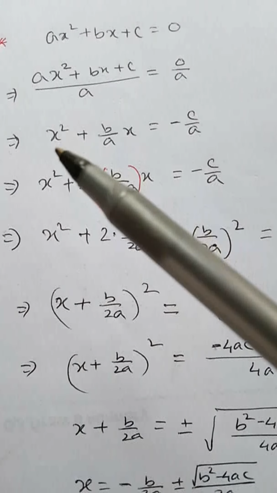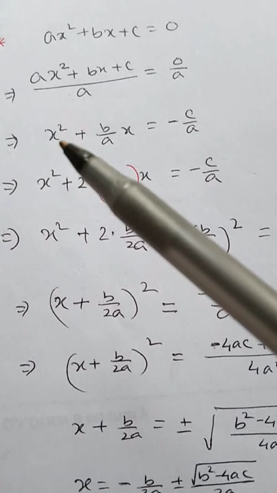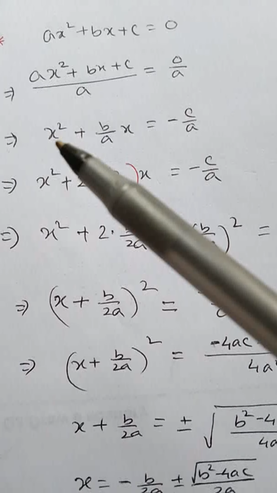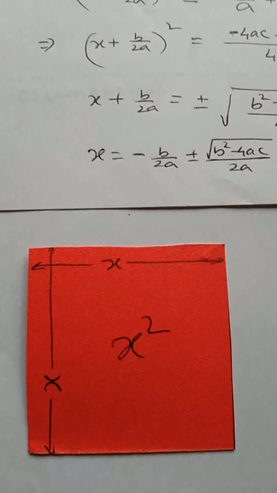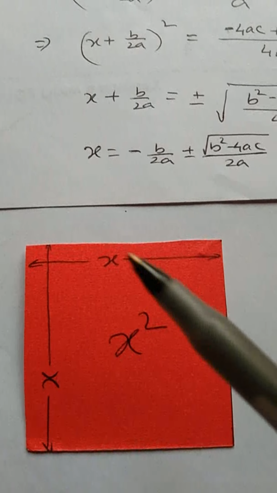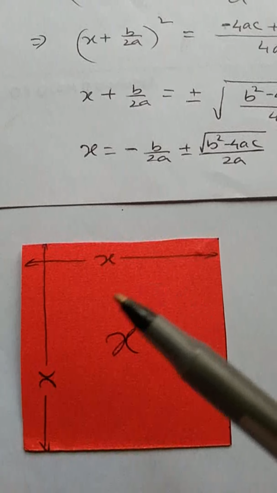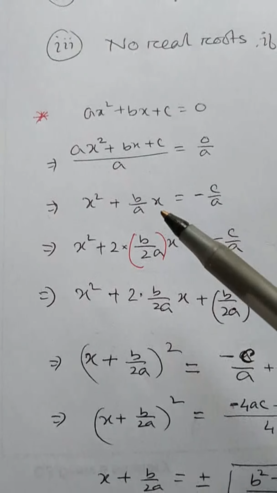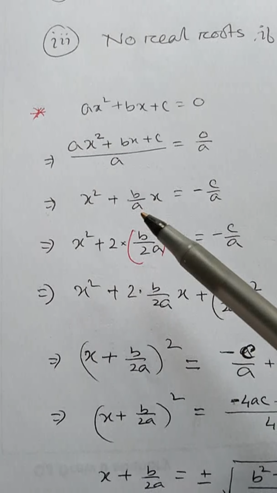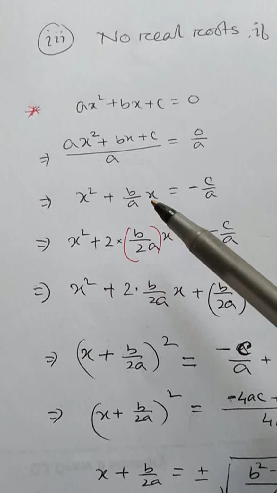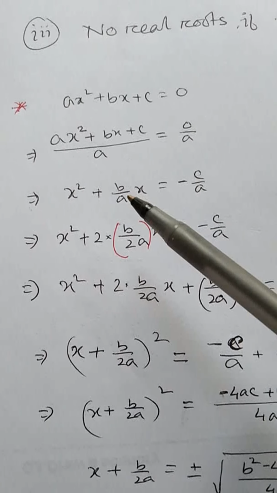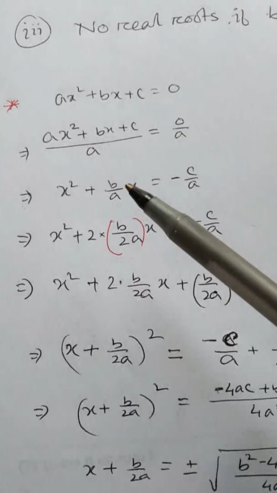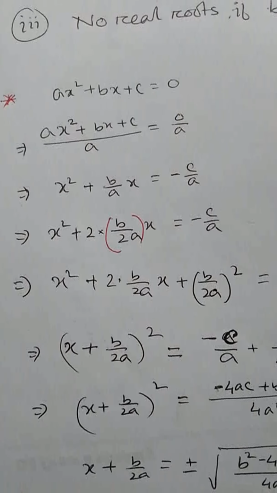So x square is the area of a square whose side is x. Now if we see in the diagram, here is one square whose side is x and the area will be x square. Along with this, b by a into x is there. If we take this as one rectangle whose length is x and breadth is b by a, then the area of that rectangle will be b by a into x. Let us see this below.